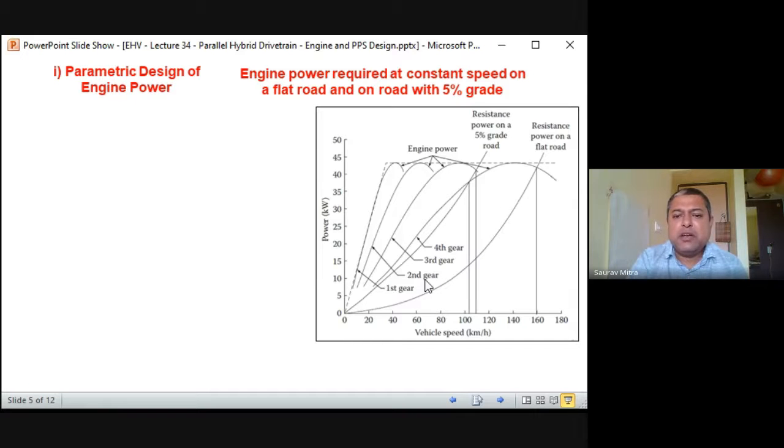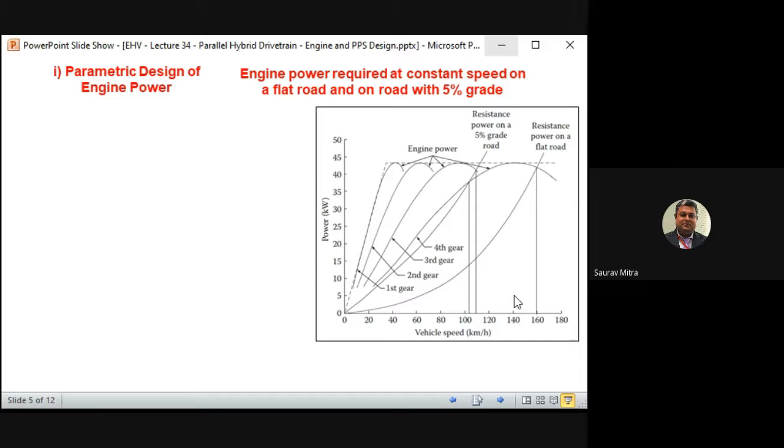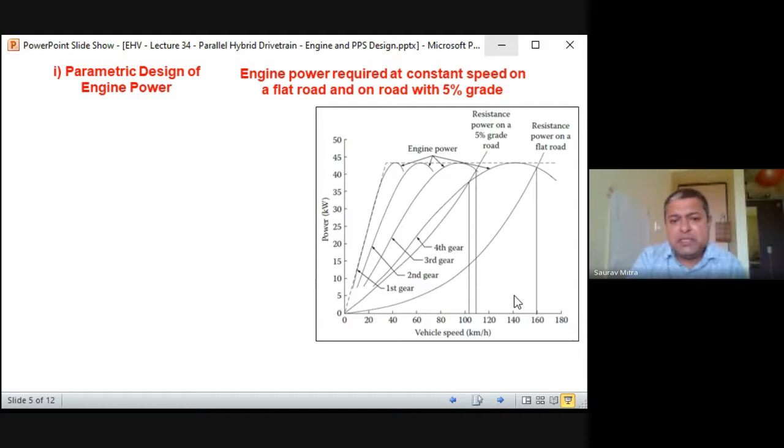So if you see the resistance power on a flat road, you are finding that on a flat road, the fourth gear is very good, because in that case we can take the speed very high if we are using the fourth gear. We can use first gear, second gear, third gear also on a flat road, but in that case we will be wasting power. We will not be doing justice to the engine of the vehicle. The vehicle can do more, but actually we are not making it work more.